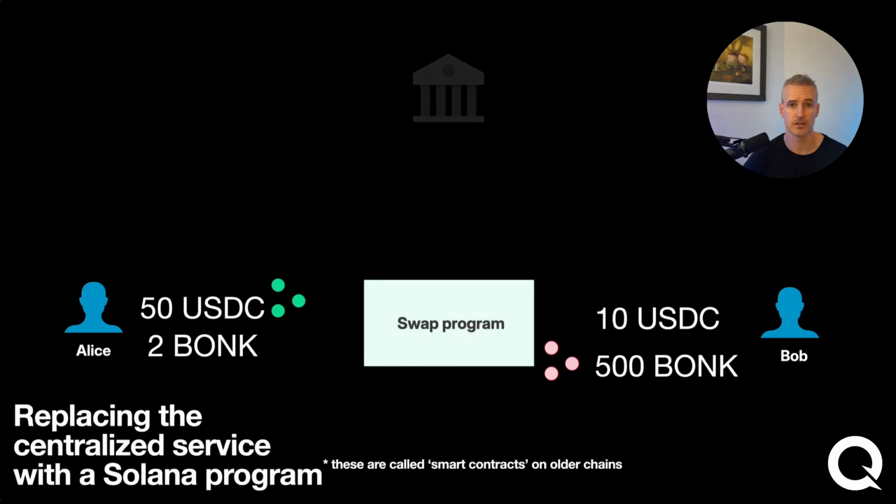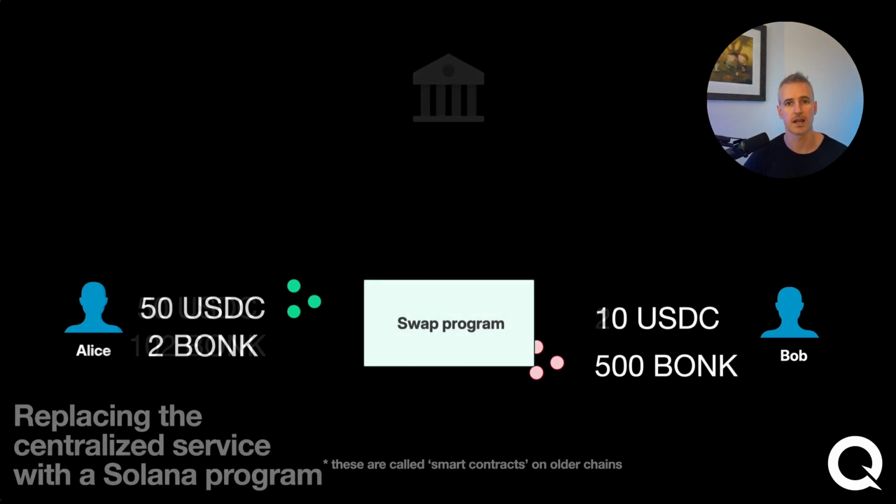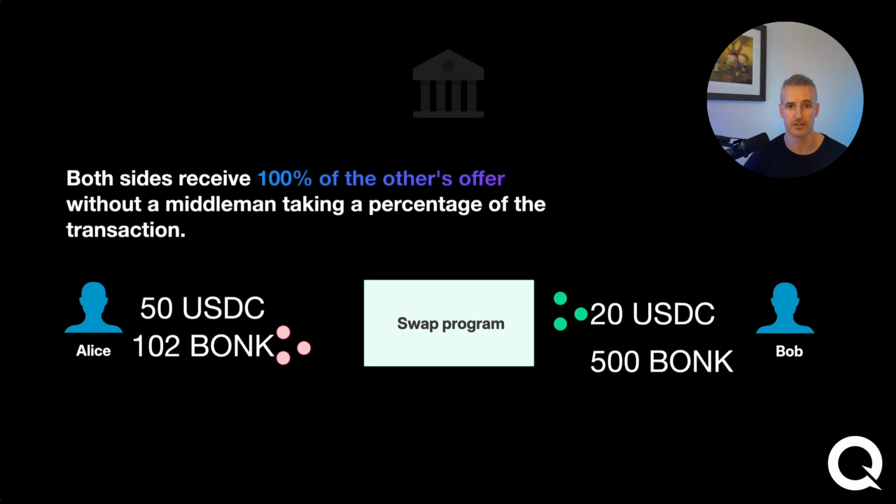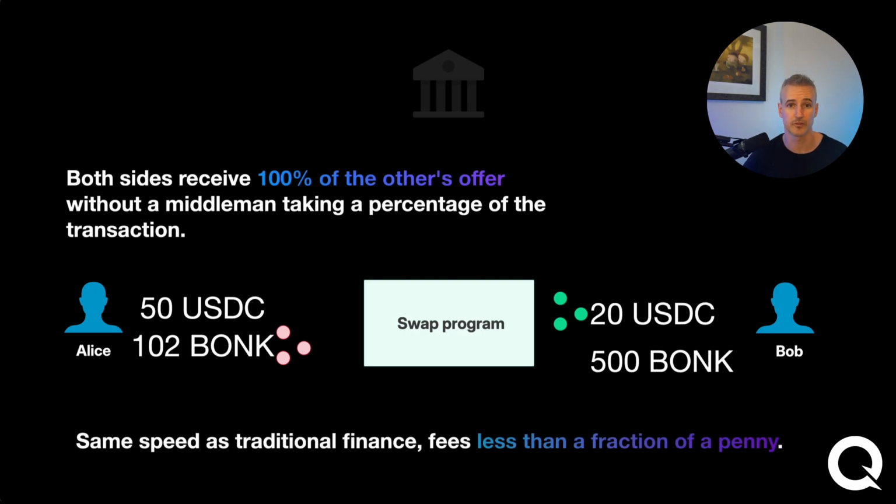Alice still has her USDC and she wants to swap it for some bonk, and Bob likes that offer. Rather than using a third-party financial institution, they can use a Solana program. These are called smart contracts on older blockchains. Each side gets 100% of what the other side offered, without a middleman taking a percentage of the transaction. Now, there are transaction fees on Solana, but they are a small fraction of a penny, regardless of the size of the transaction. Let's look inside the program and see how it works.